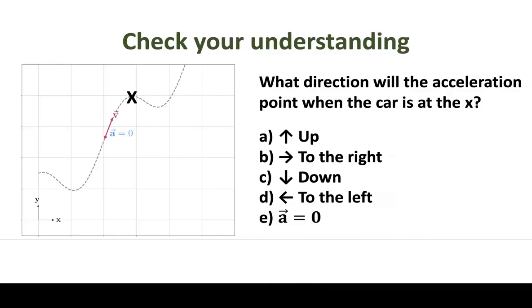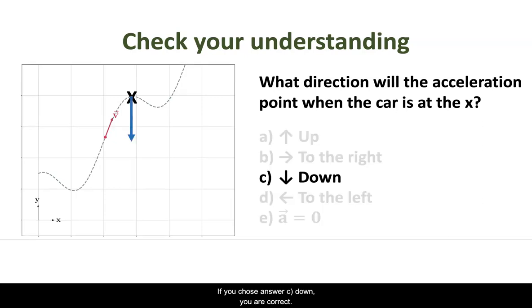Check your understanding. What direction will the acceleration point when the car is at the X? Will it be A up, B to the right, C down, D to the left, or E will the acceleration be zero? Feel free to pause the video to answer this question. If you chose answer C, down, you are correct. The acceleration vector points toward the center of the curve in the same direction as the change in velocity.